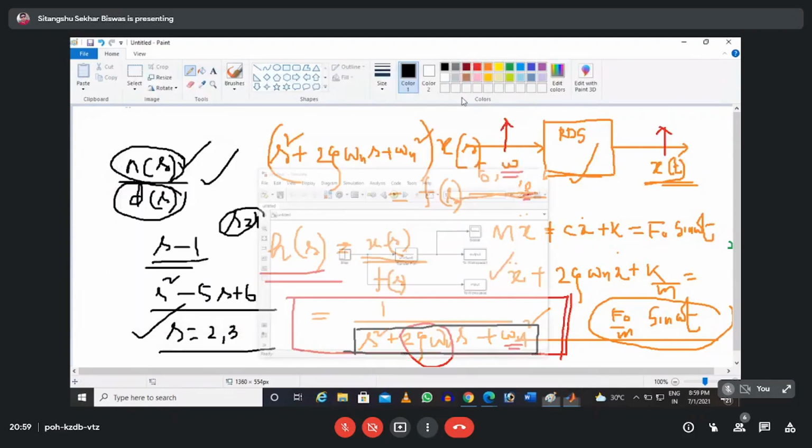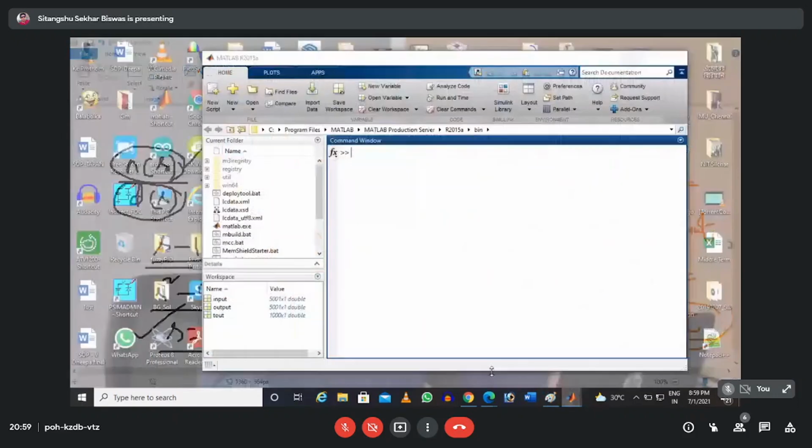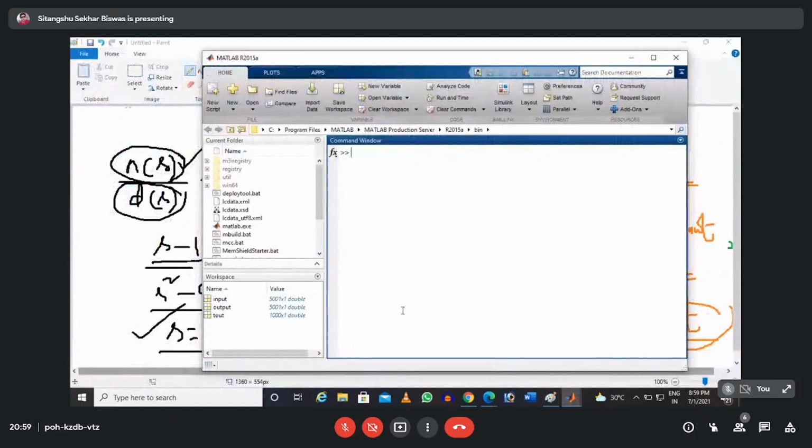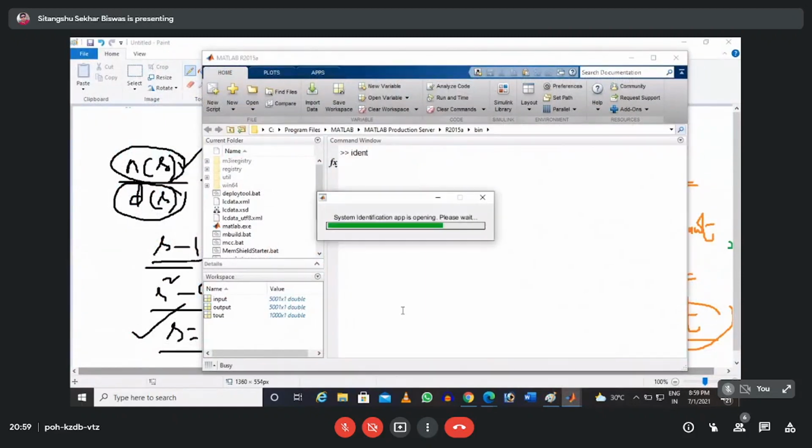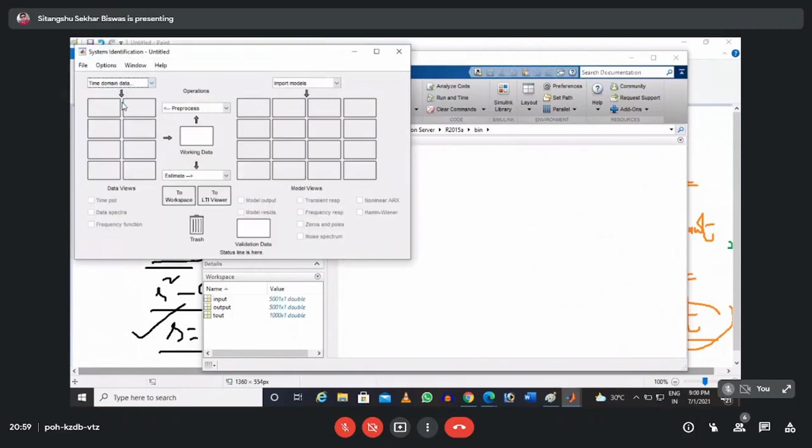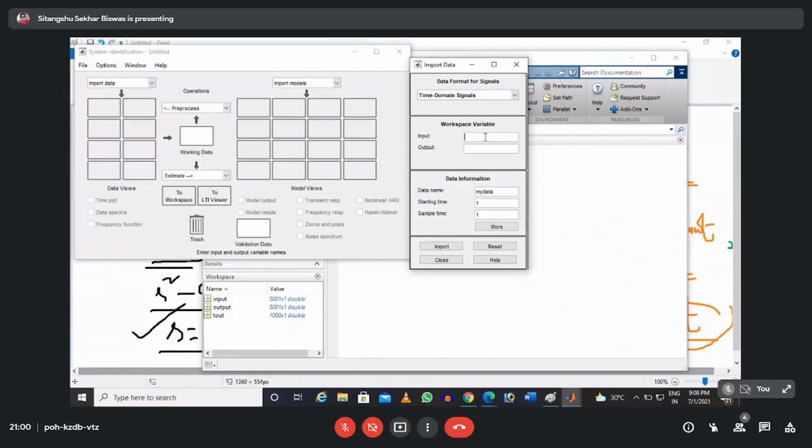Now we got the time domain data here, input and output. Now we will repeat the same thing: ident, and here you take the time domain data. So it is input and that is output, and the starting time is 0 and the sampling time is 1 millisecond. If you import the data, it has come.